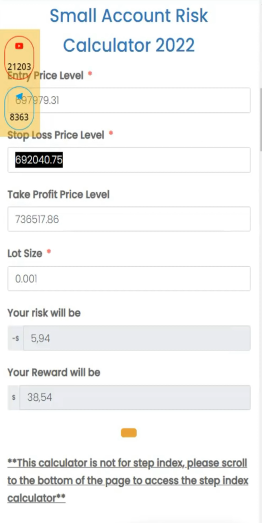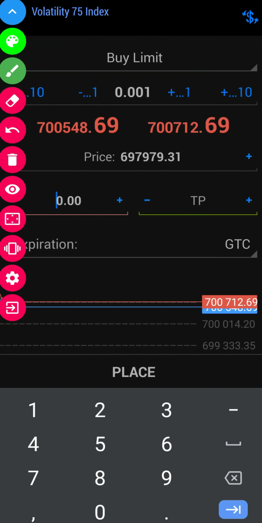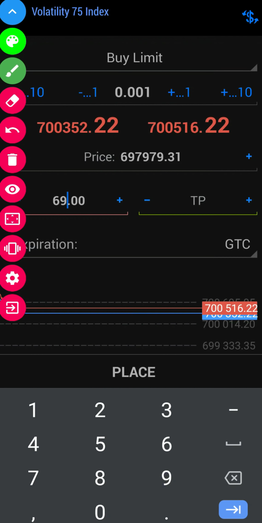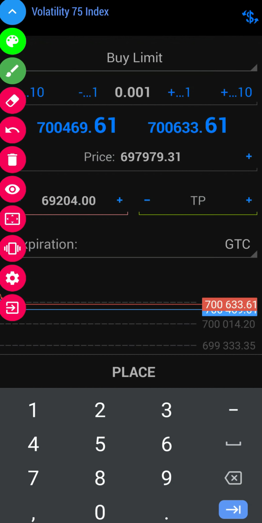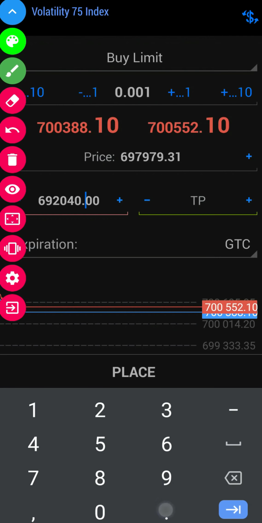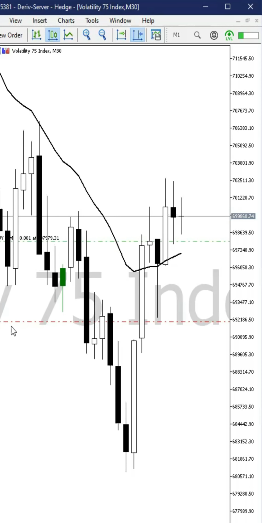Don't go nuts because you've watched a video of someone doing it with multiple trades or whatever. Respect your money. Have your relationship with money. So same lot size. Yeah, I think then we can put our target right here. Okay, that's our target.